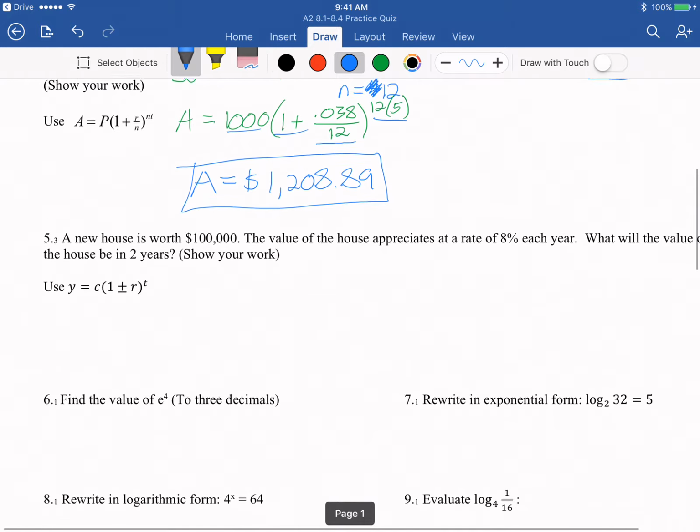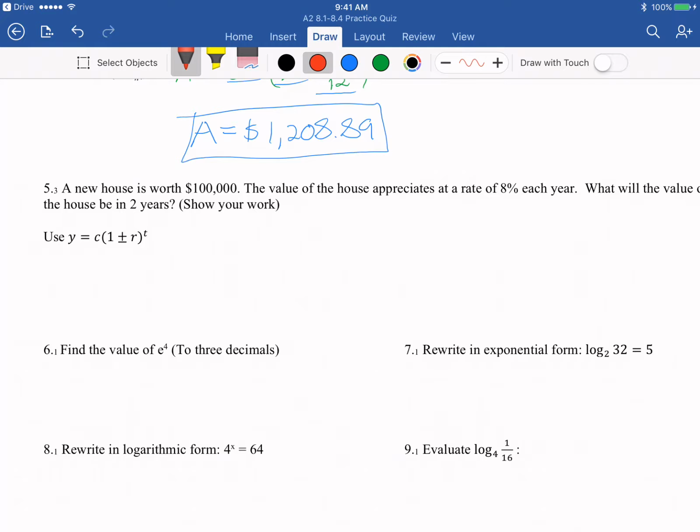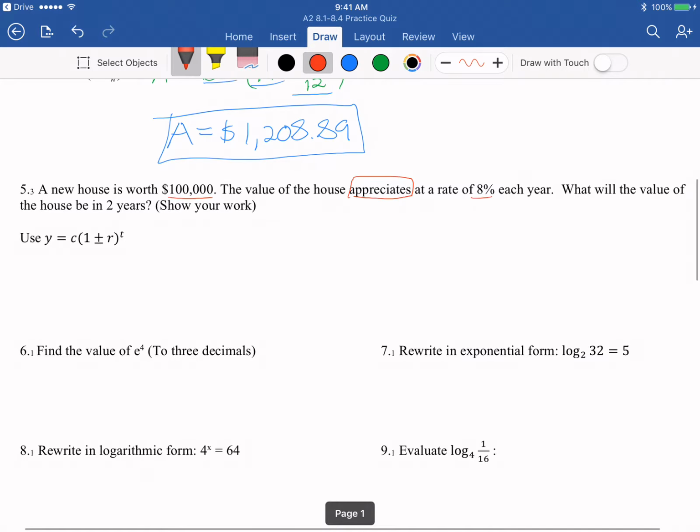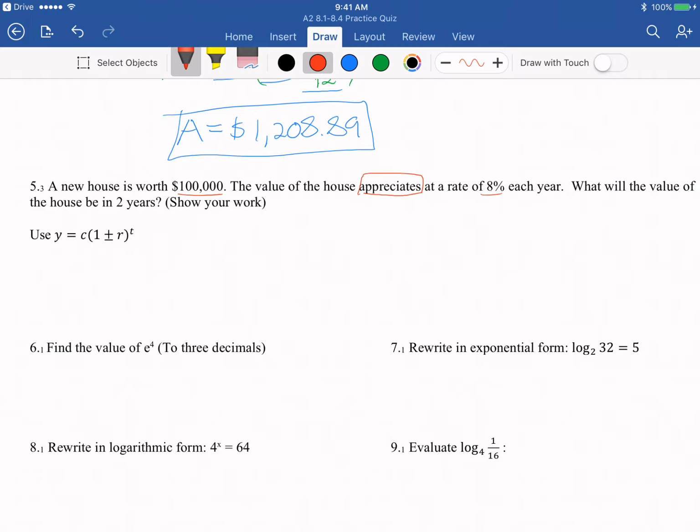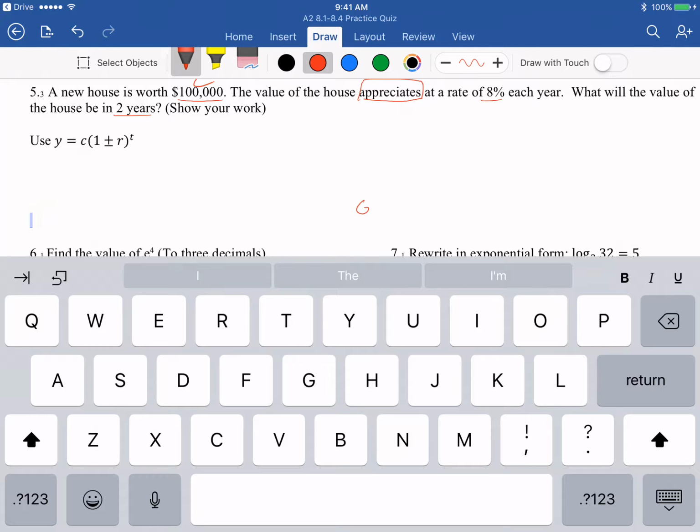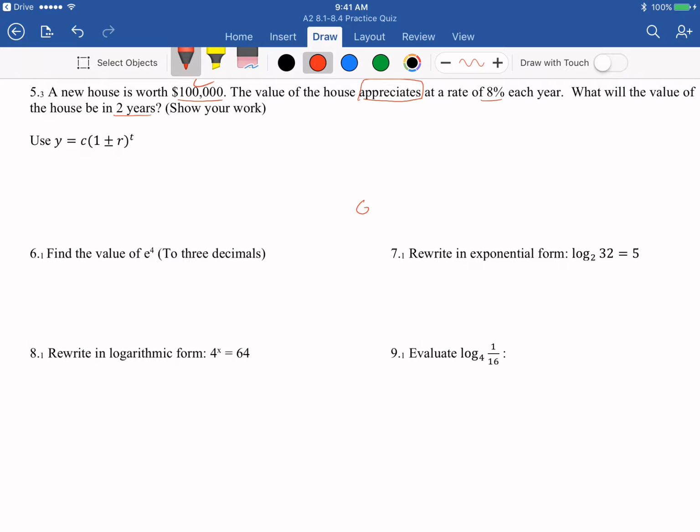All right, number 5 is looking, you're buying a new house that is worth $100,000. That house appreciates at a rate of 8% per year. What will the value of that house be in 2 years? So we looked at 1,000 is going to be my C. Appreciates means that we're going to have growth here for this guy. All right, growth. This 8% is my rate, and we have a time of 2 years.